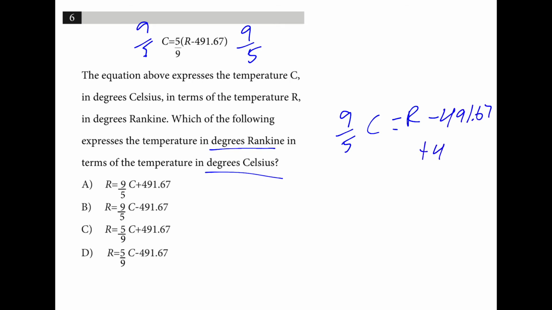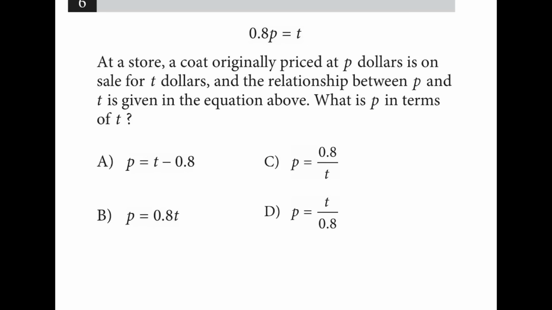Then I'm going to add 491.67 to both sides. And so I'm looking for 9/5 c plus 491.67. P in terms of t, I just divide by 0.8 on both sides. This goes away. And there's my answer.